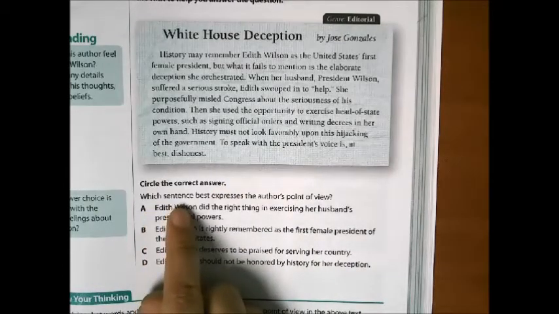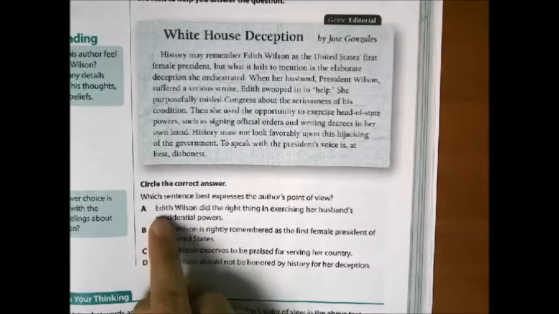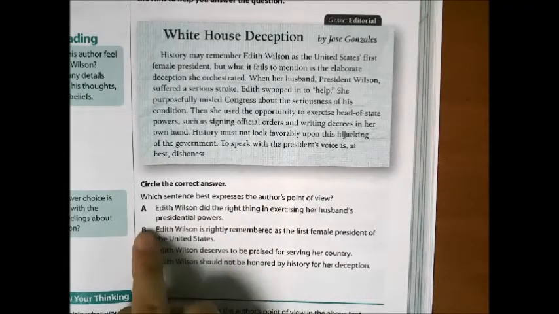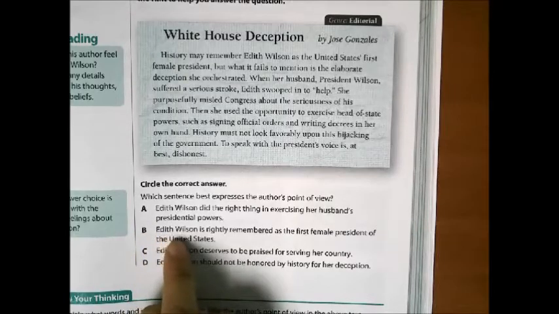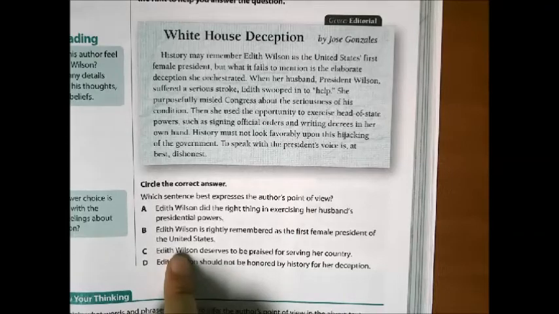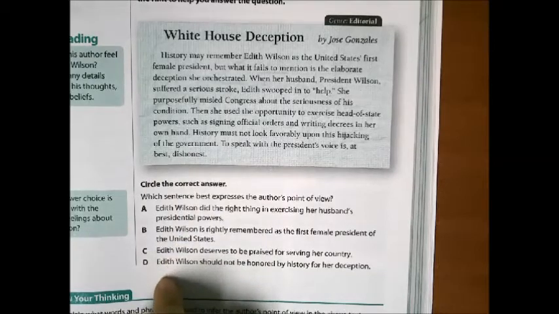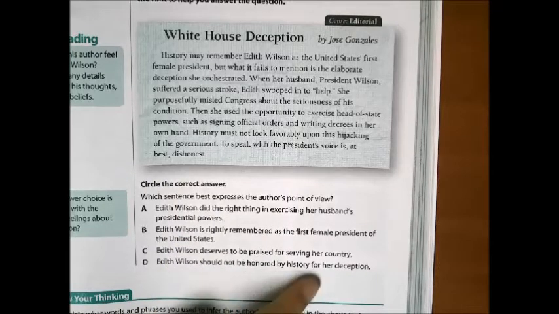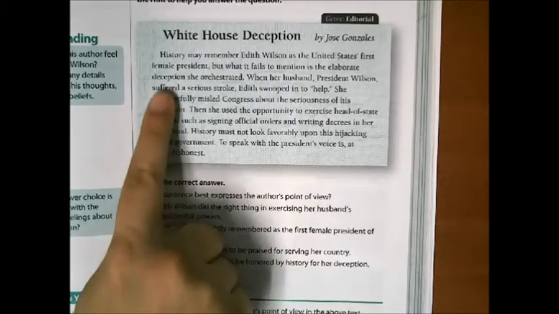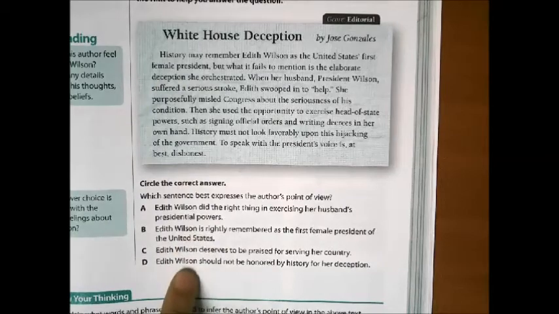So here it says, which sentence best expresses the author's point of view? So A says, Edith Wilson did the right thing in exercising her husband's presidential powers. Well, we can obviously tell that they think that she didn't do the right thing, because it's saying that she hijacked his job. B, Edith Wilson is rightly remembered as the first female president of the United States. Well, obviously, this author is arguing the opposite, so no, B is not the correct answer. C, Edith Wilson deserves to be praised for serving her country. Well, if she's being called dishonest, then no, C would not be the correct answer. And D, Edith Wilson should not be honored by history for her deception. Well, we're already seeing that deception was a word to describe her, so yes, D would be the correct answer for this article.